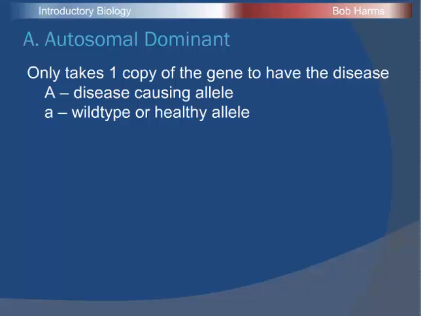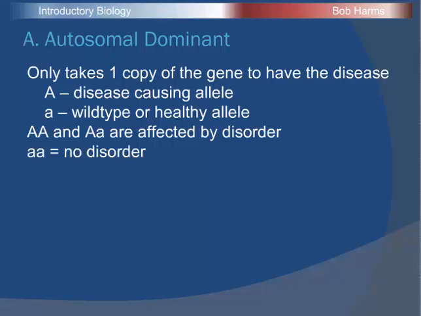In this case, if you have just 1 big A, you're going to have the disorder. If you're big A big A or big A little a genotypes, you would have the phenotype of having the symptoms of this particular genetic disease. The only way to not have the symptoms would be if you have 2 copies of little a. Now remember, these diseases are very rare, so there are not many big A's floating around out there. But if you get a big A from either parent, you would have one of these dominant disorders.